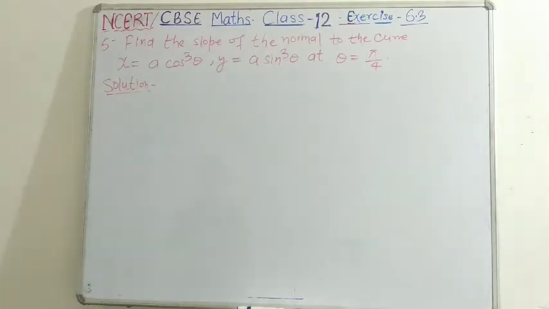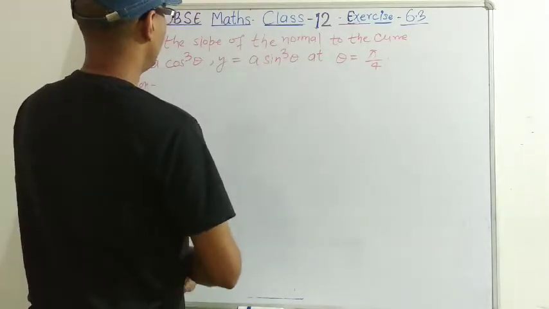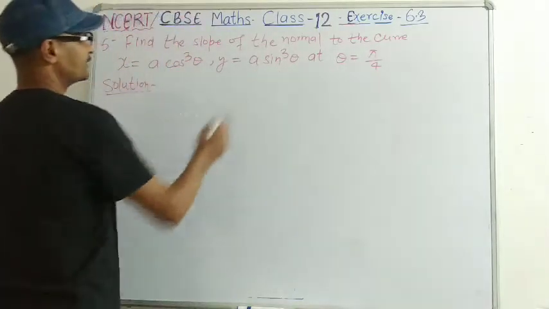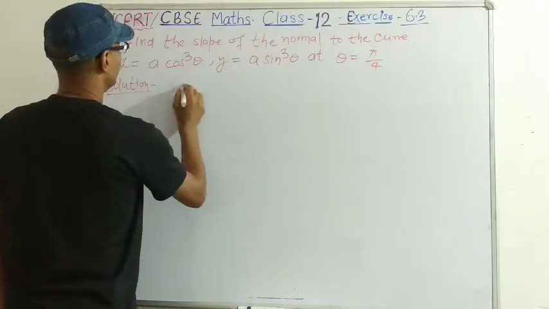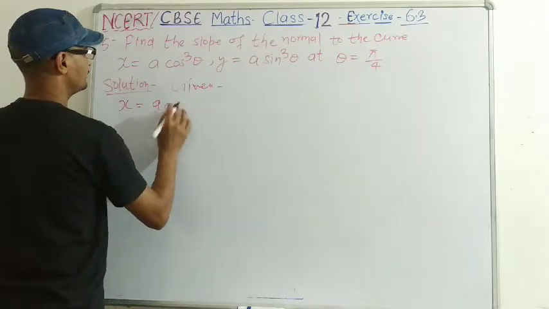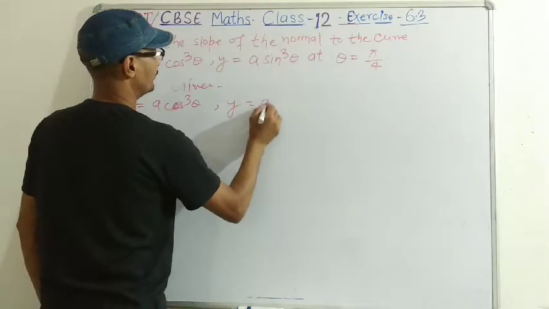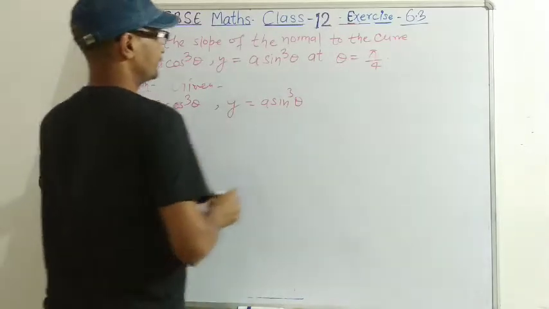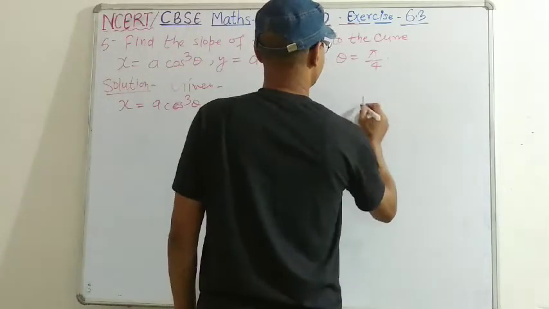So number 5 is: find the slope of the normal to the curve. Slope of the normal we have to find here, and x is equal to a cos cube theta, y is equal to a sin cube theta at theta is equal to pi by 4, पर इसको निकालना है. So given curves x is equal to a cos cube theta and y equal to a sin cube theta. You have done maximum questions in the previous exercises. It is the parametric equation.